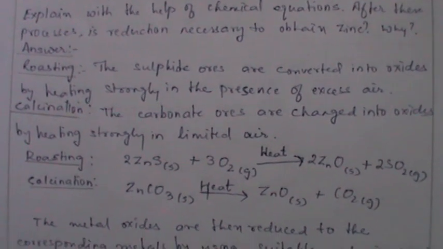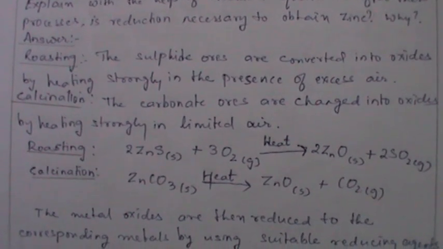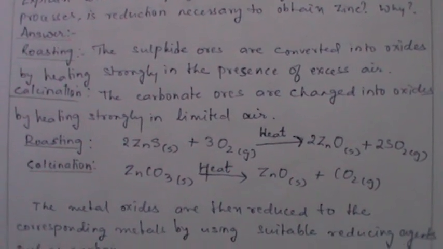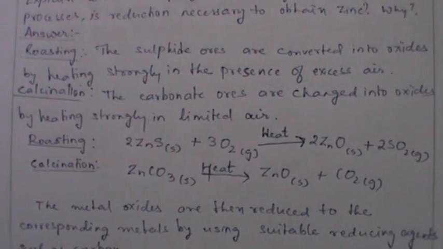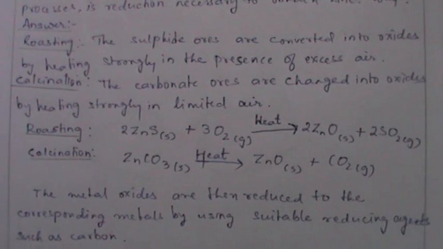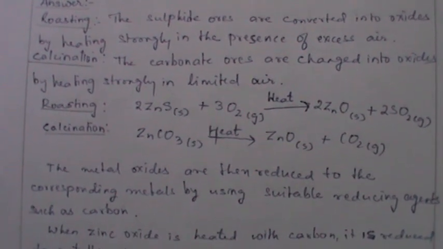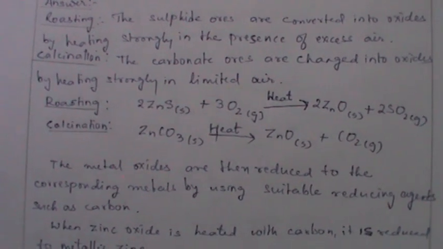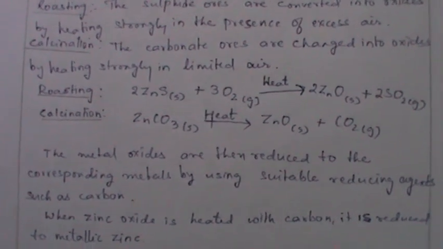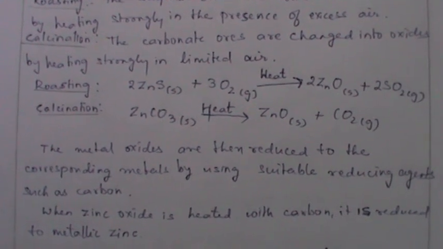Answer. Roasting: the sulfide ores are converted into oxides by heating strongly in the presence of excess air. Calcination: the carbonate ores are changed into oxides by heating strongly in limited air. Roasting: 2ZnS + 3O2 gives 2ZnO + 2SO2. Calcination: ZnCO3 gives ZnO + CO2.